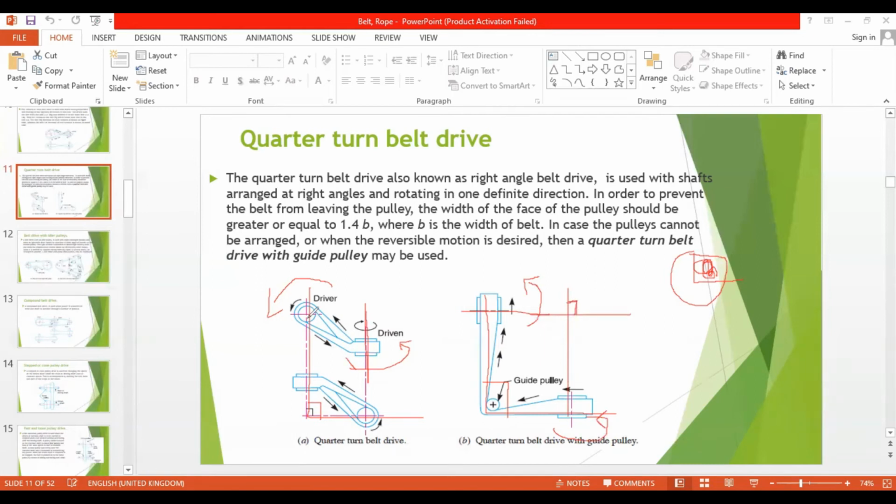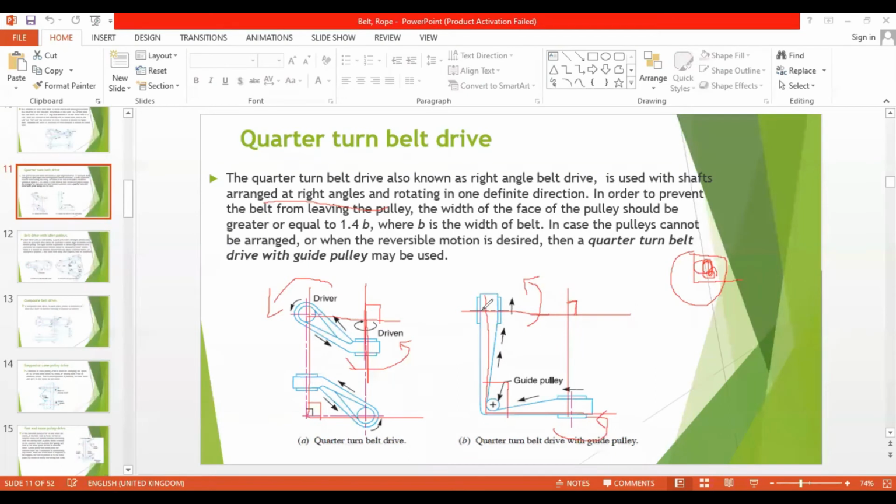Similar cases are applicable here also. This is the axis of this and this is the axis of that, and they are meeting at a right angle. So the quarter turn belt drive is used when the shafts are arranged at right angles and rotating in one definite direction. For example, this is the driver, which is rotating only in this direction. The power is transmitted to the driven, which is rotating in exactly one definite direction. You can't change the direction.